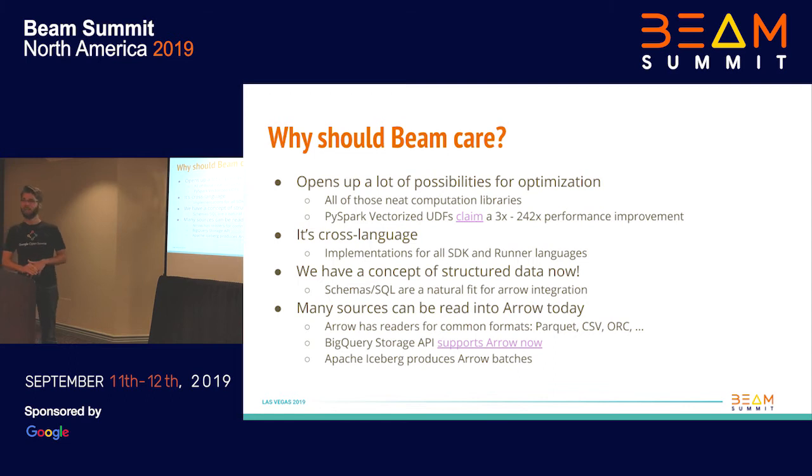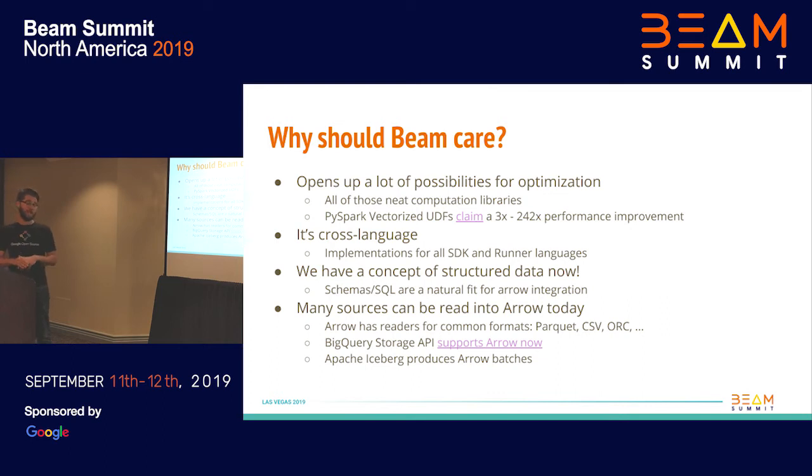The other reason that Beam should care is that I feel like these two projects have very similar goals. We're trying to break down barriers between different languages. With Beam, we want you to be able to use whatever SDK you want, whatever your language of choice, and run it on any runner. And Arrow has a similar goal, right? We have implementations of the same in-memory format in a bunch of different languages. So they're natural things to use together, because we can start to do cross-language things with columnar data.